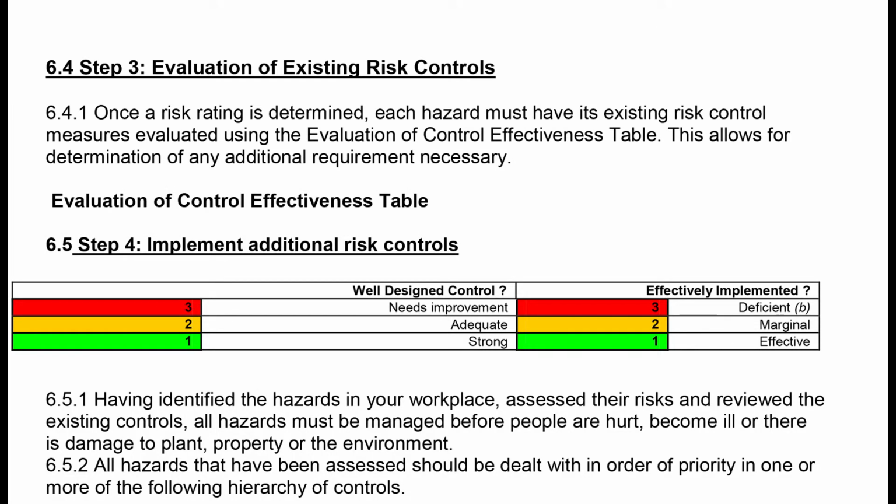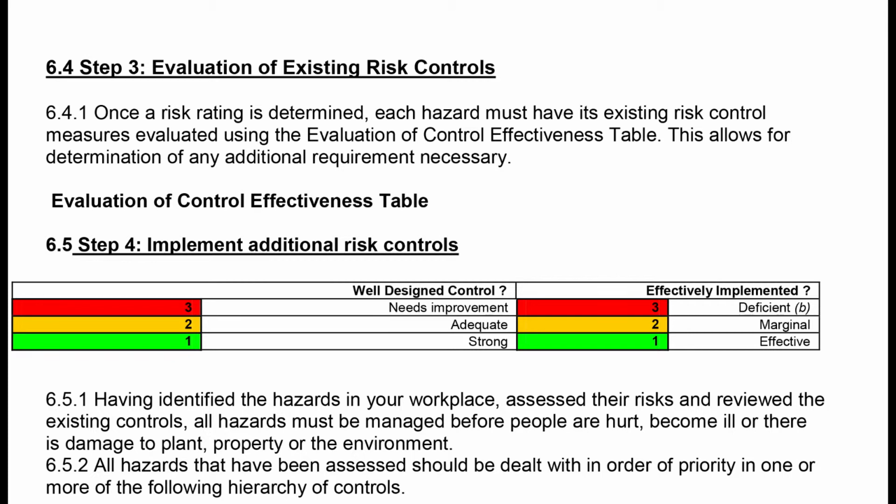Step 3. Evaluation of existing risk controls. Once a risk rating is determined, each hazard must have its existing risk control measures evaluated using the Evaluation of Control Effectiveness table. This allows for determination of any additional requirement necessary. Evaluation of Control Effectiveness table.